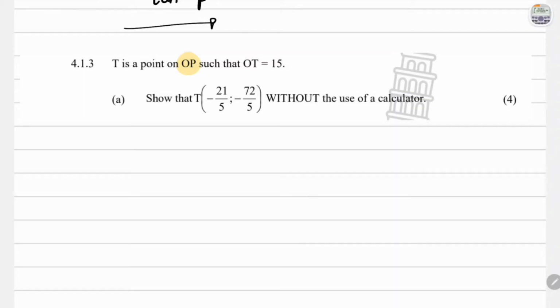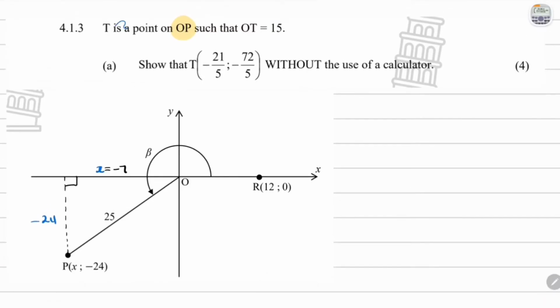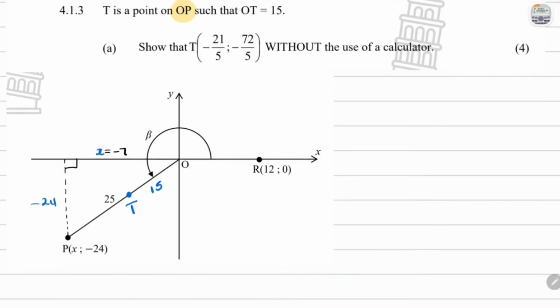Okay, let's go ahead and plot down what they told us to put. I will just bring the diagram here. Okay, so here is our diagram. They told us that T is a point and it lies on OP. Because it lies on OP, it's obviously not further. So it's on OP, let's just put it there, such that OT is equal to 15 units. So we know the length of OT. And we need to now show them that the x value is that and the y value is that.